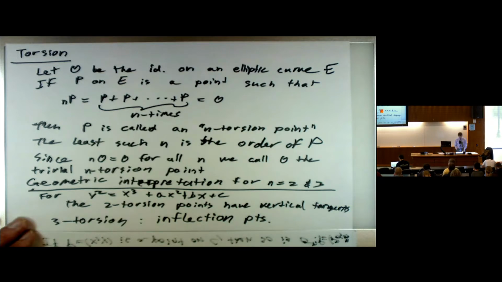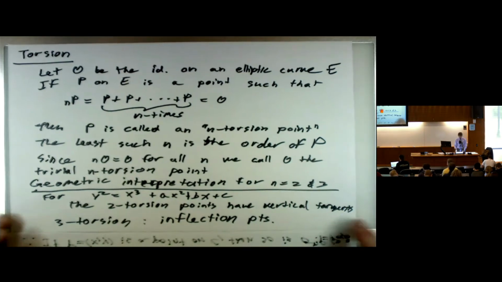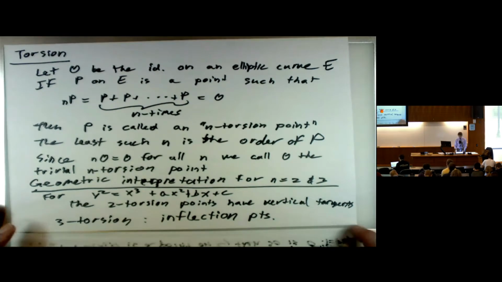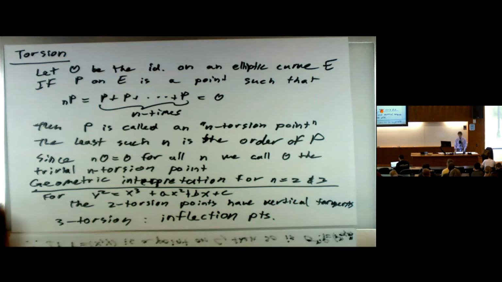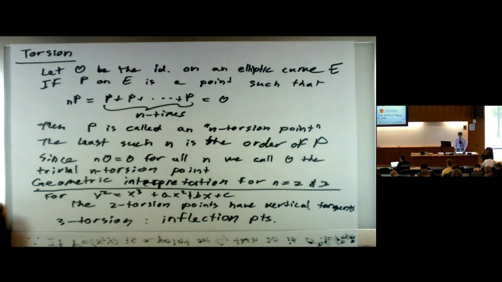And in the exercises, I have a problem where I ask you to compute what's called the division polynomial. Division polynomials give you x coordinates of torsion points, and I ask you to compute it using implicit differentiation. If you do implicit differentiation twice, you can figure out what the inflection points are, and that tells you then what your 3 torsion points are.